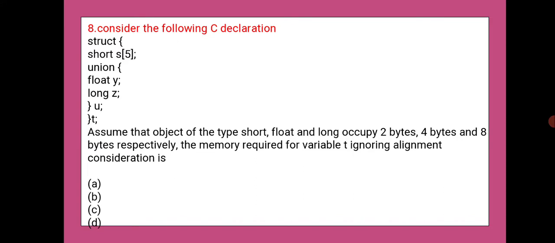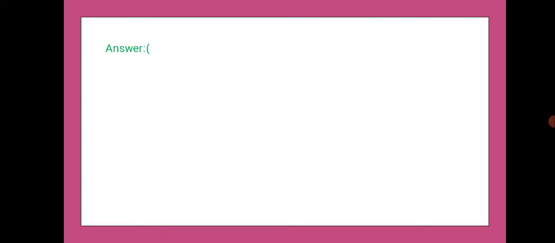A. 22 bytes, B. 14 bytes, C. 18 bytes, D. 10 bytes. So my answer is 18 bytes. The variable u will occupy 8 bytes, the largest of the two types, isn't it? Total memory is 5 into 2 plus 8, that equals 18 bytes.